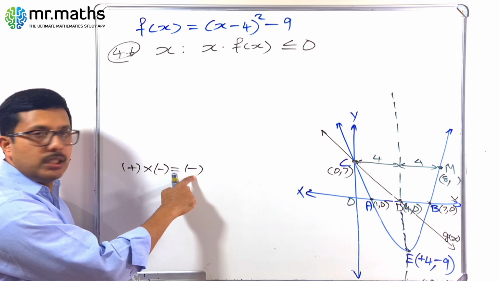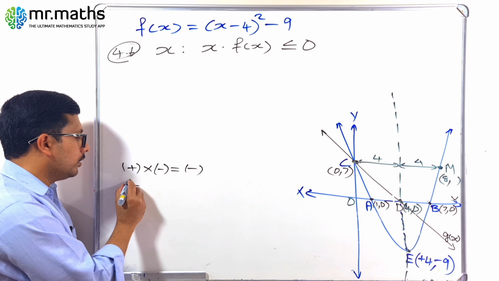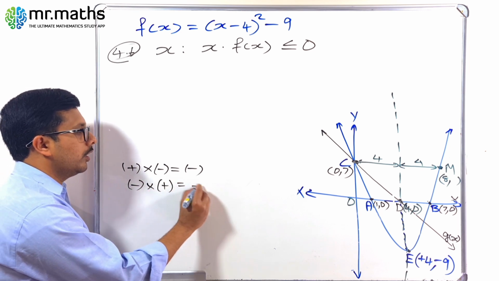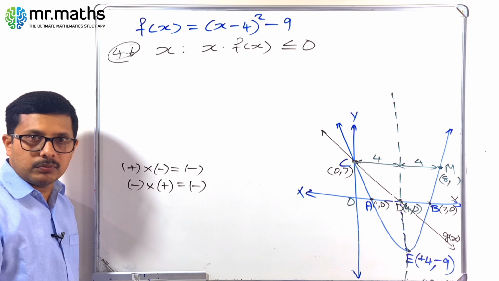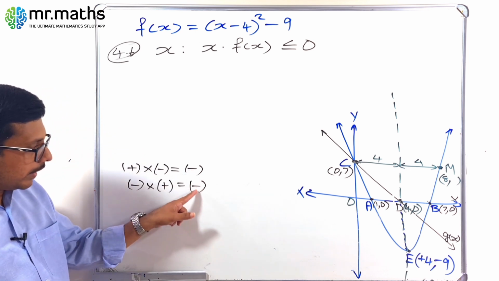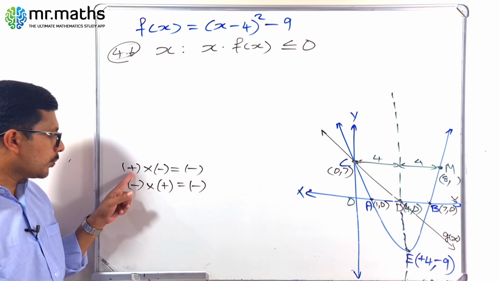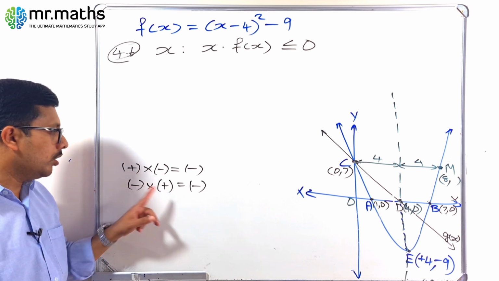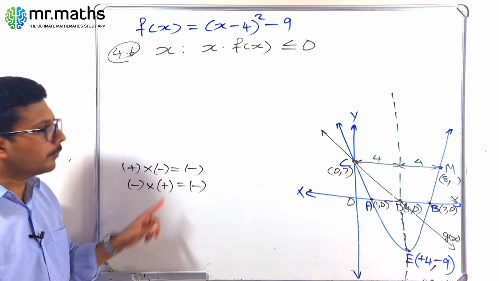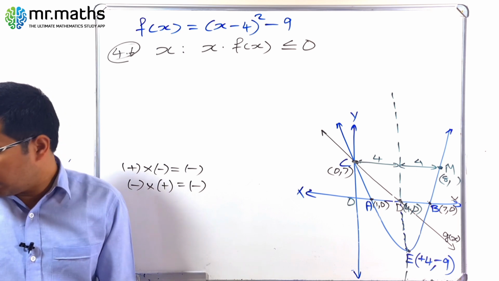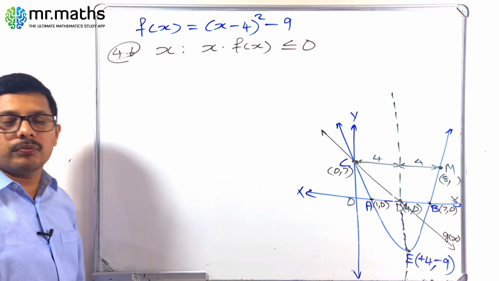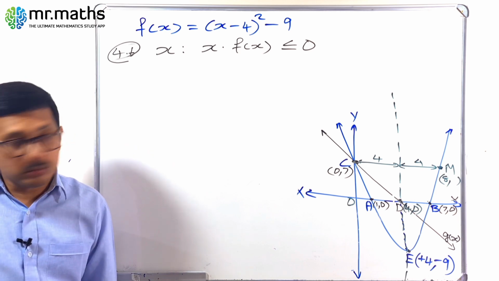Positive into negative is negative, or this one is negative times this one must be positive, then also the answer is negative. So if you want to get a negative answer, one must be positive and the other one must be negative, or negative positive. You understand? Now you have to find the values of x where x times f of x is less than or equal to 0.